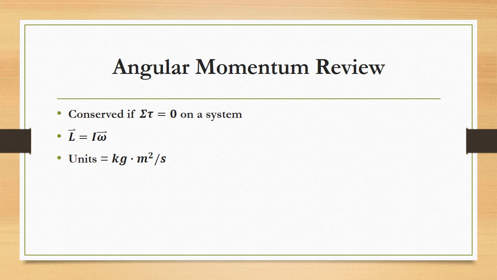The formula for angular momentum, which is symbolized by L, is I, the rotational inertia, times omega, the angular speed, or velocity really, and the units are kilogram meter squared per second.